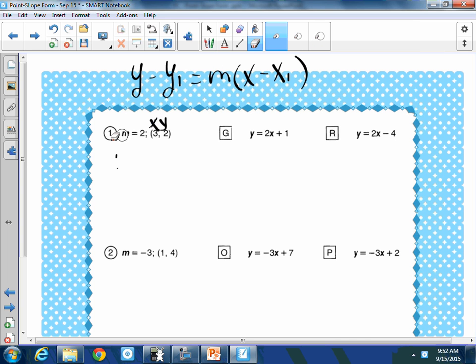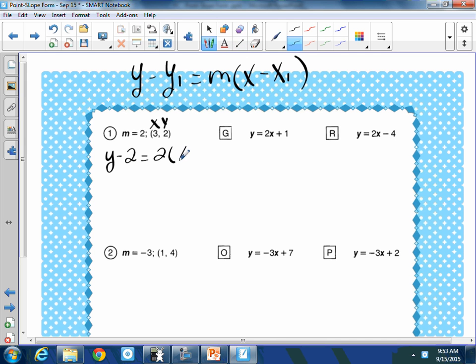So I'm going to need a little bit more space. I'm going to erase that real quick and then go ahead and do it again. So this would be my x, and that would be my y. Okay, so let's plug in. I have that y minus my y1, which is 2, equals, what's my slope? 2. Times x minus x1, and x1 would be my 3. And then after this, we just solve.